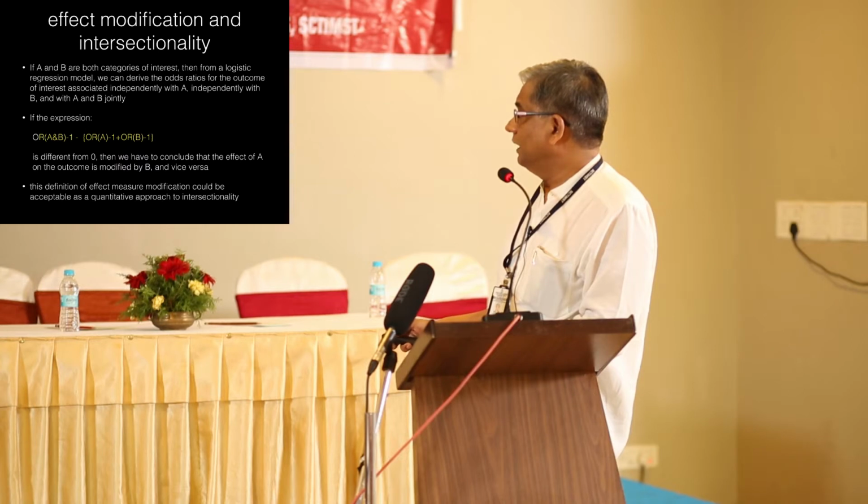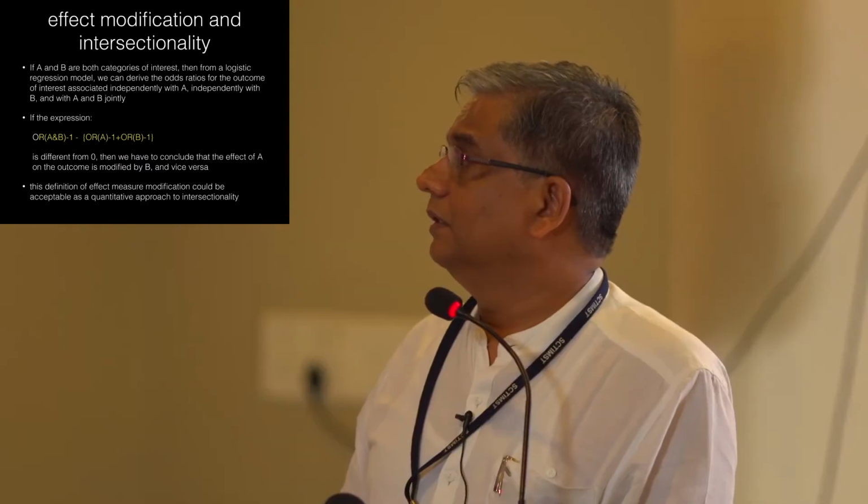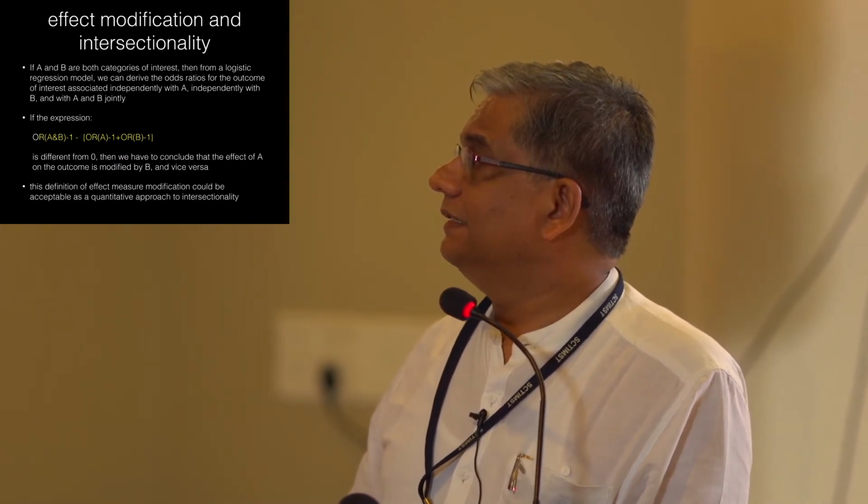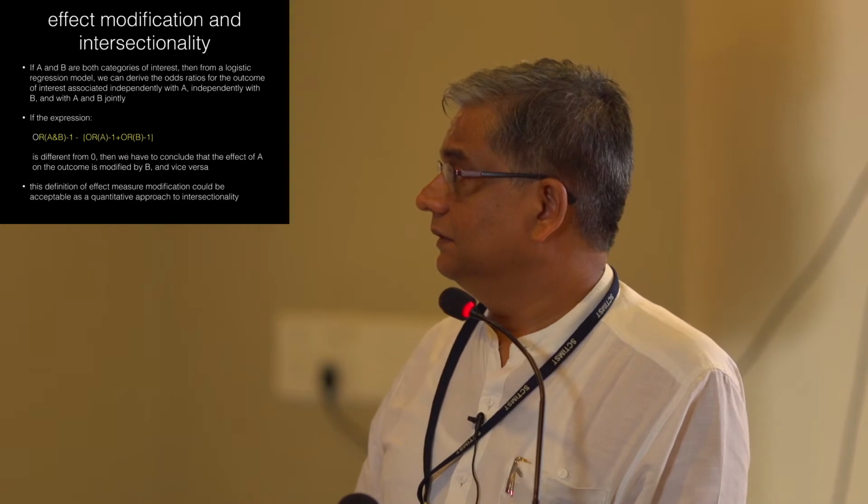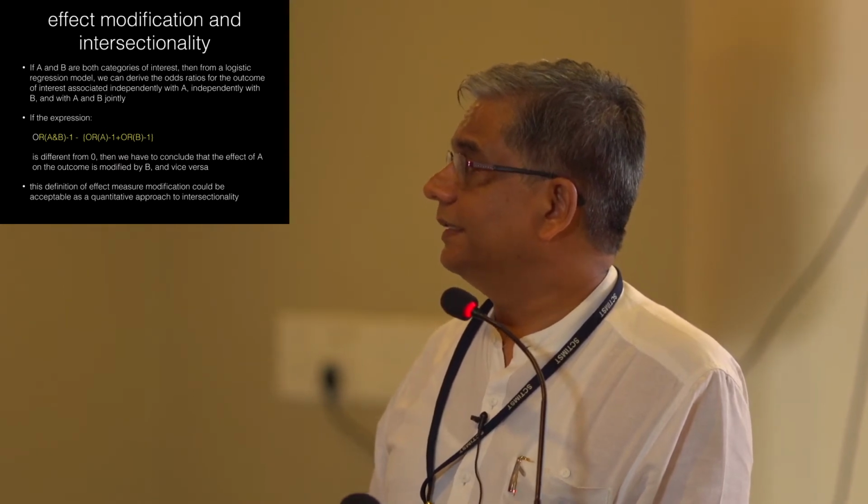This is OR of A and B minus 1, minus OR of A minus 1 plus OR of B minus 1. That is, the independent effects of A and B added together should be the same as the effect of the both-A-and-B group. So, if this minus this is 0, that is the same thing as saying that these should be the same. Otherwise, you can say that there is effect measure modification, and you can measure it using this expression.